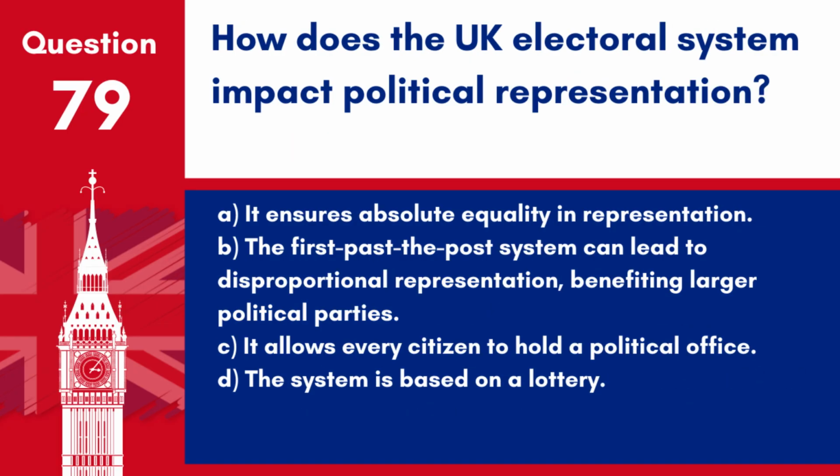Question 79. How does the UK electoral system impact political representation? A. It ensures absolute equality in representation. B. The first-past-the-post system can lead to disproportional representation, benefiting larger political parties. C. It allows every citizen to hold a political office. D. The system is based on a lottery.